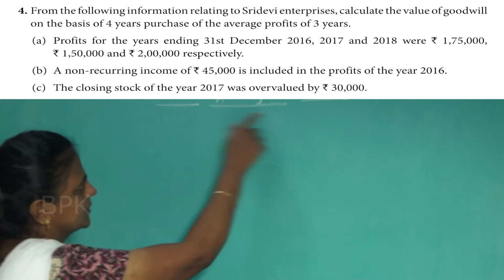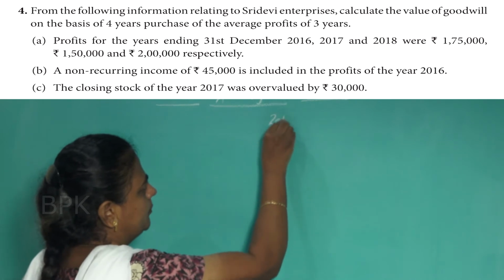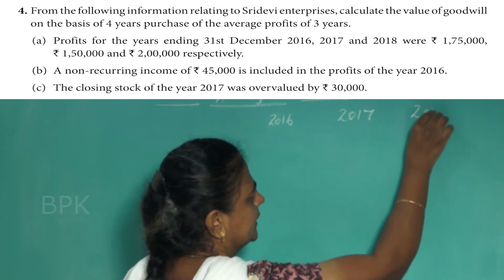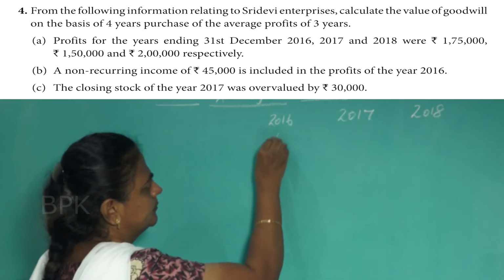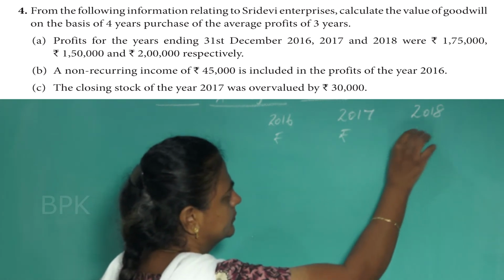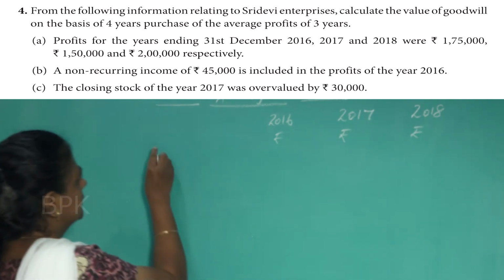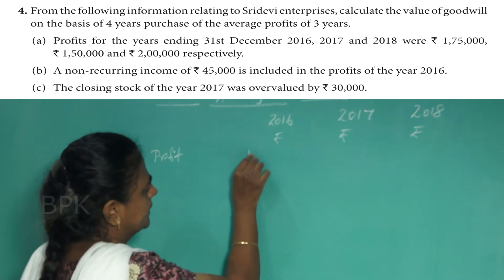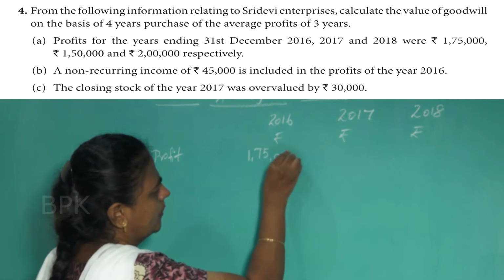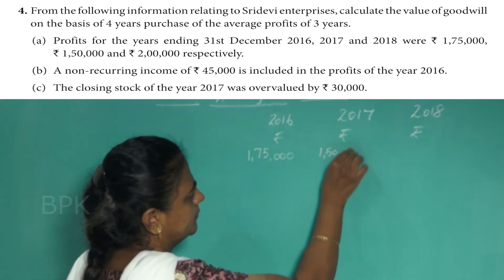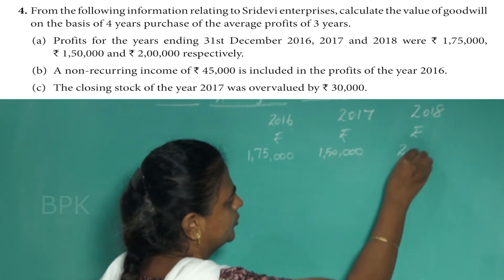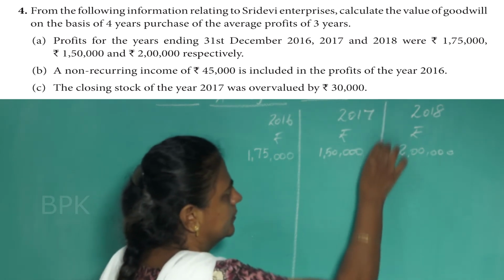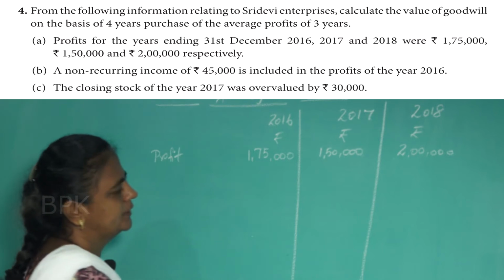So, calculation of adjusted profit. Like a tabular column, you can write 2016, 2017 and 2018. So, 3 years are given. Profit: for the first year, profit is given as 1,75,000, then 1,50,000, and the third year it is 2 lakh. All the 3 years' profit.